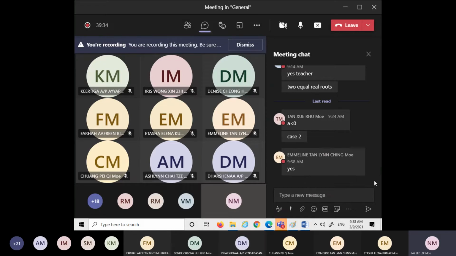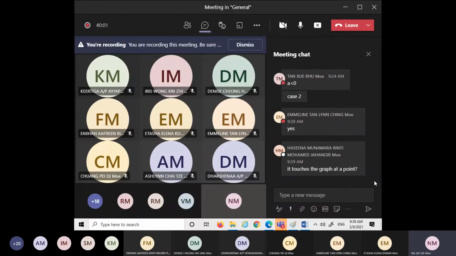How? When did you learn tangent? Moral maths. A tangent to a circle, am I right? Yes. Tangent to a circle. Okay, so if you have a circle, then you have a tangent to that circle. So what's the meaning? Or you have a curve, okay, it touched the graph at a point.